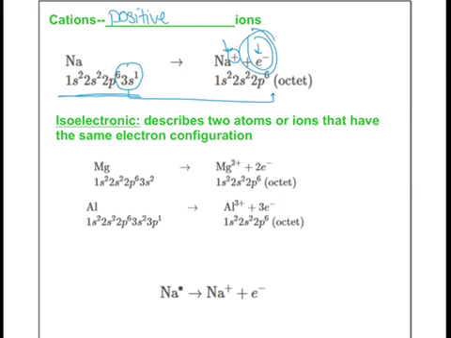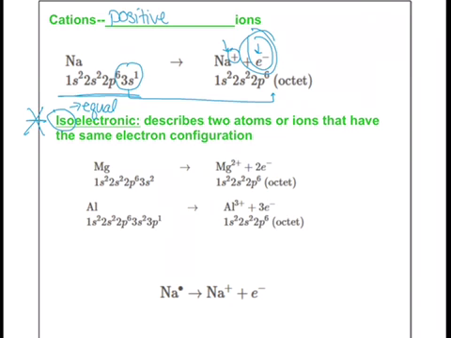So isoelectronic is something that describes two atoms or ions that have the same electron configuration. So this is kind of a new topic right here. So the prefix iso means equal.